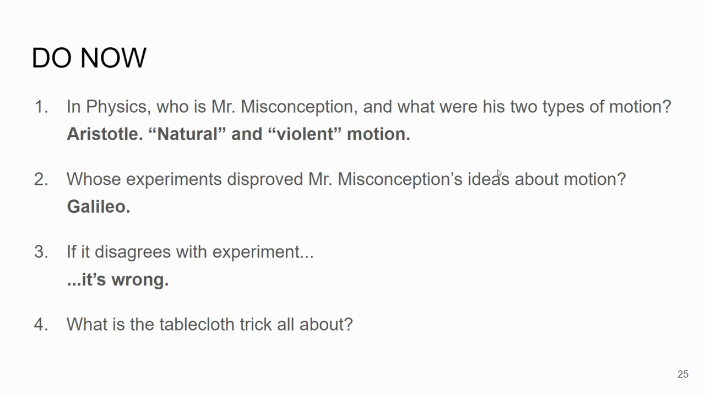So, what is the tablecloth trick all about? The tablecloth trick is the absolute best example that there will ever be of Newton's first law of motion, the law of inertia. So, this is just Galileo's idea that if an object is at rest and there's no net force on it, it will stay at rest. If the object is in motion and there's no net force on it, it will stay in motion in a straight line, constant speed. So, that's Newton's first law.